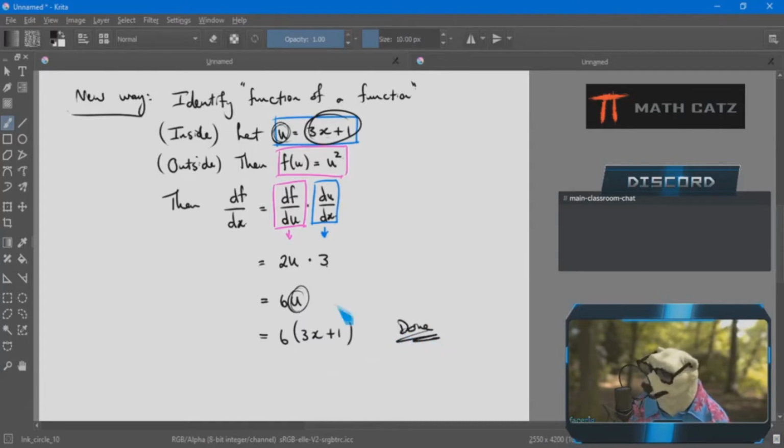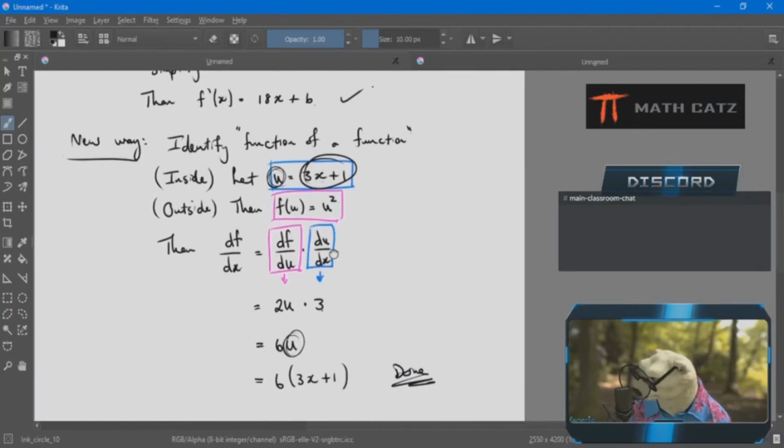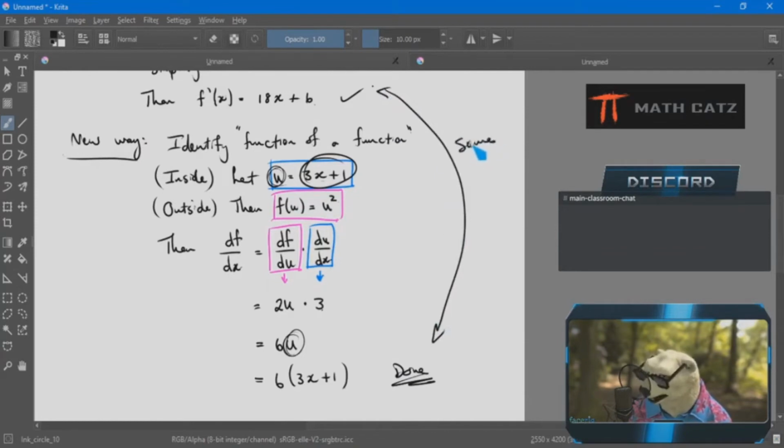So don't forget this last step. The u is my choice. Someone else could have called it something else, right? The u was a choice. So you don't want to leave your answer with that choice. You want it to be in the same variable as the original question was, as the original function was. Now, do these match? Yes, they do. The derivative is unique. If I'm finding the derivative, there is only one answer. How I find it? Well, sometimes I have a choice.